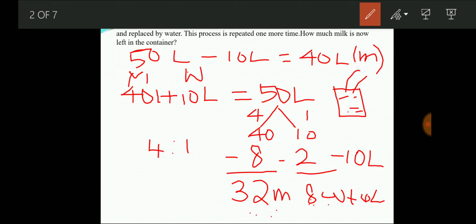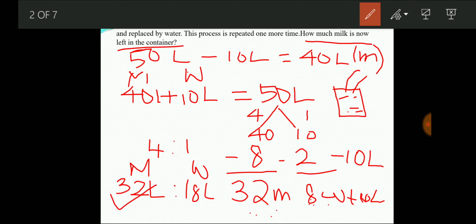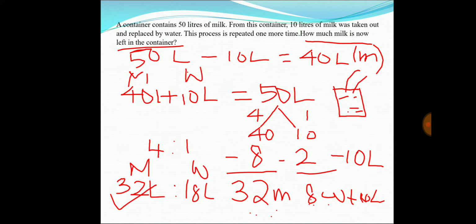Now when I add this water, my final solution is going to be 32 liters of milk and 18 liters of water. So that is how we get it. How much milk is now left in the container? It is 32 liters. It's very simple, but the process is big. When they say 2 times, we are able to do it. If they say 3 times or 4 times, things are going to be even tougher for us to handle.